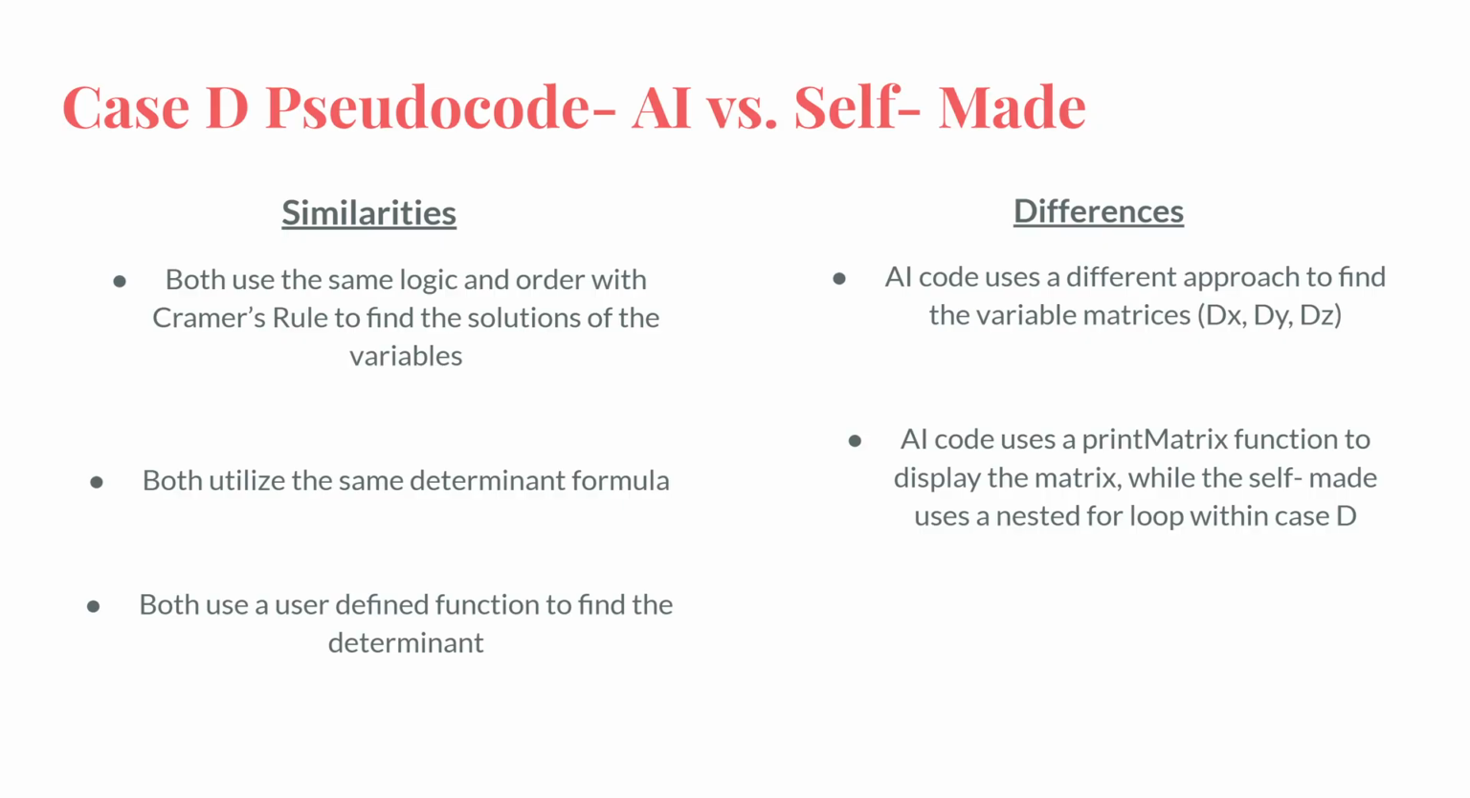So the main similarities between the AI pseudocode and the self-made pseudocode for case D are that both of them use the same logic and order with Cramer's rule to find the solutions of the variables. They both utilize a similar determinant formula and both use a user-defined function to find the determinant. But the main difference is that the AI uses a different approach to find the variable matrices by solving them all together versus separately, and implementing matrix A in a slightly different way than I did. And the AI code uses a print matrix function to display the matrix, while my pseudocode uses a nested for loop within my case D versus a separate function.